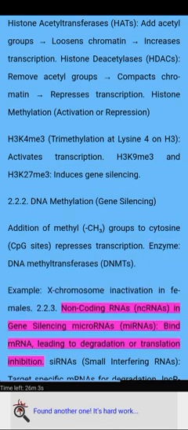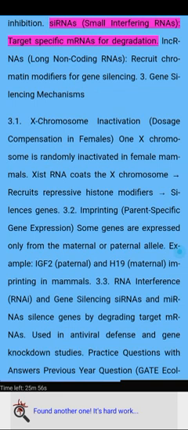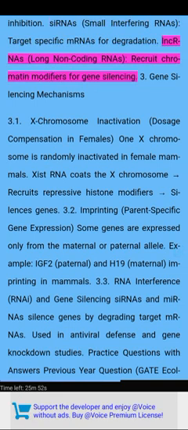2.2.3. Non-coding RNAs, ncRNAs, in gene silencing. MicroRNAs, miRNAs, bind mRNA, leading to degradation or translation inhibition. siRNAs, small interfering RNAs, target specific mRNAs for degradation. lncRNAs, long non-coding RNAs, recruit chromatin modifiers for gene silencing.